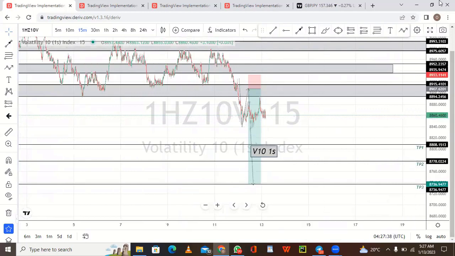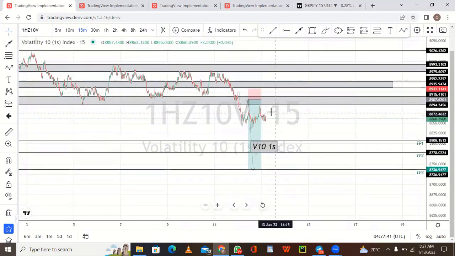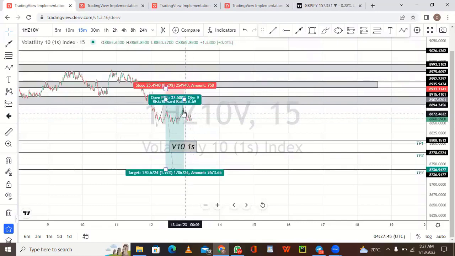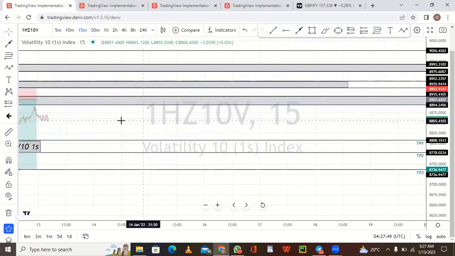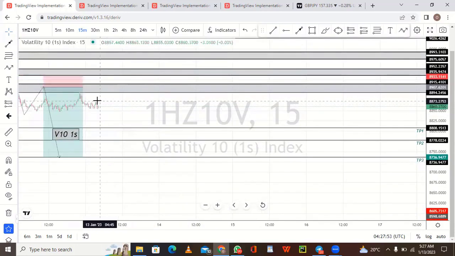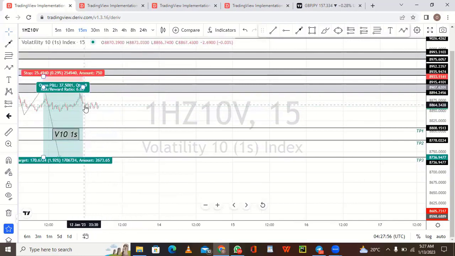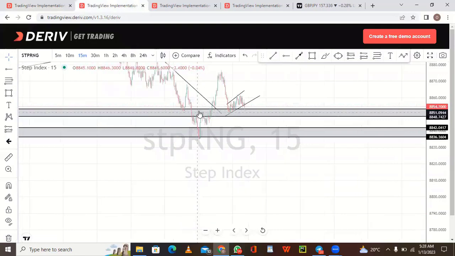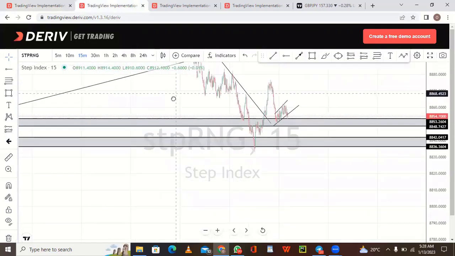And what do we observe here? You can see how price came all the way to this particular place to retest that particular zone. Immediately I made this observation considering my candlestick pattern, and then I took it from here. So currently this trade is already in profit. Then I also have another one. This is my bias on Step Index.